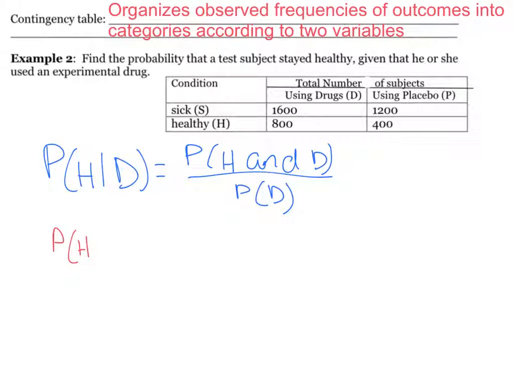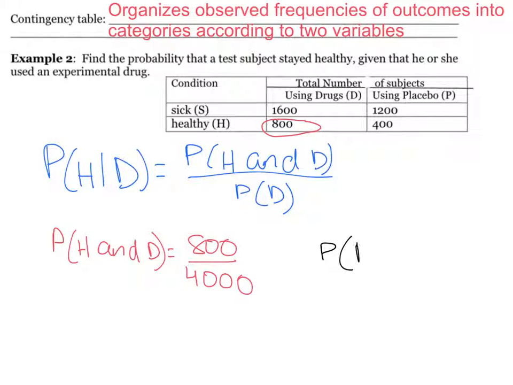So the probability of H and D, we're going to be looking right here on our table because that goes with H and D, so that's going to be 800. And we have to know how many people there are. If we add up all 4 of the areas on the chart, we're going to get that there are 4,000 total people. Now we also have to figure out just the probability of D. If we look at all of the people in D, that's 1,600 plus 800, that's going to give us 2,400 over 4,000.